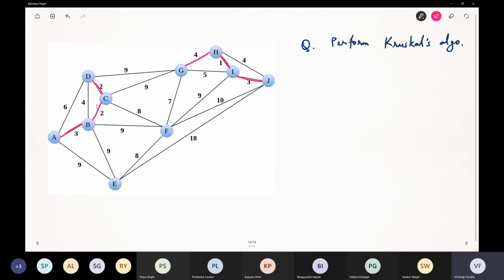Okay, so 6 is possible, but again, if you take edge AD with edge weight 6, it will form a 4 cycle A, D, C, B, A. So you cannot pick that. So among the remaining edges now, the minimum edge weight is just 7. There is no other edge with weight 5 or 6 that you can choose. So now it is just 7.